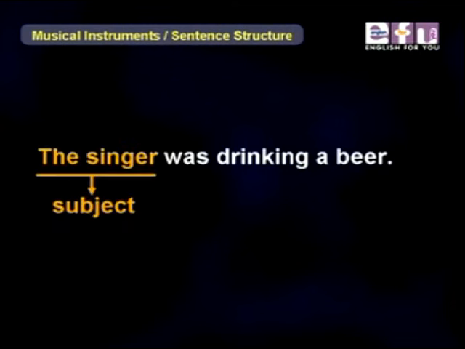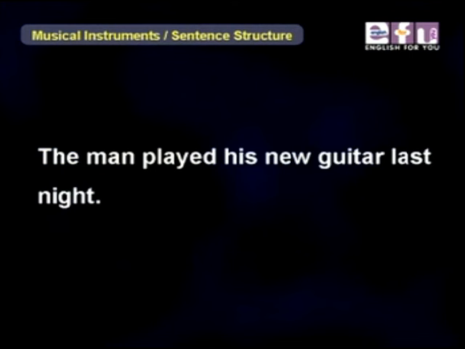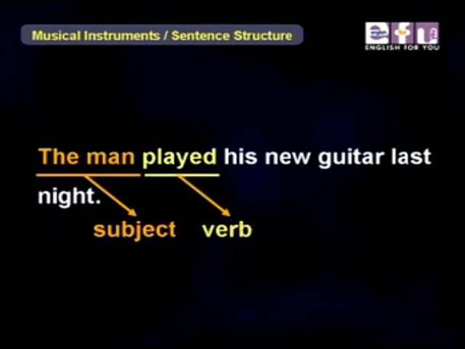Let's look at them in a different way. The singer, subject, was drinking, verb, a beer. The singer was drinking a beer. The man, subject, played, verb, his new guitar, object, last night. The man played his new guitar last night.